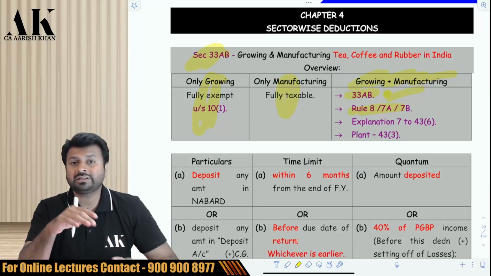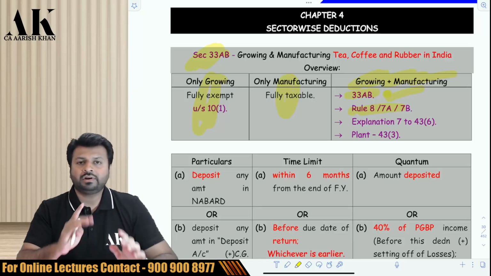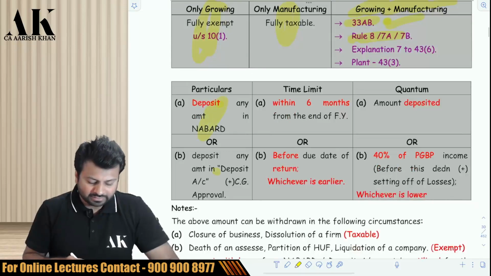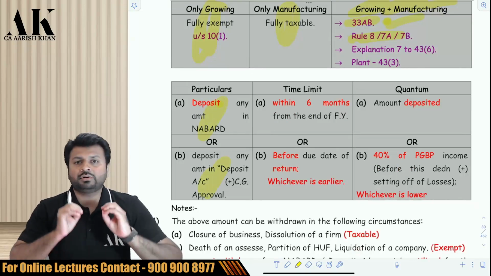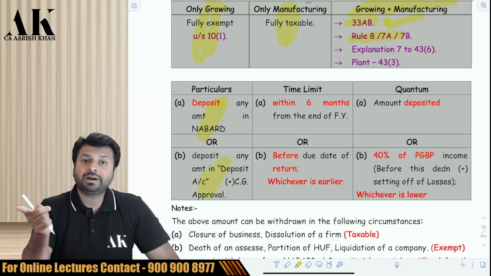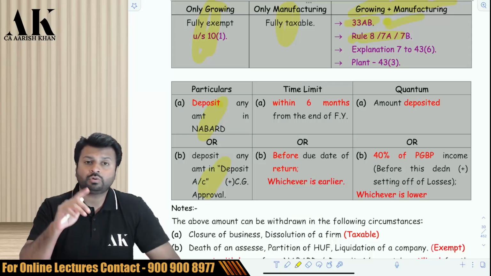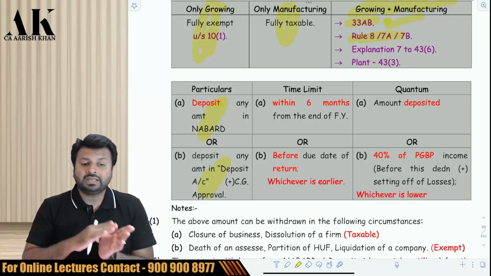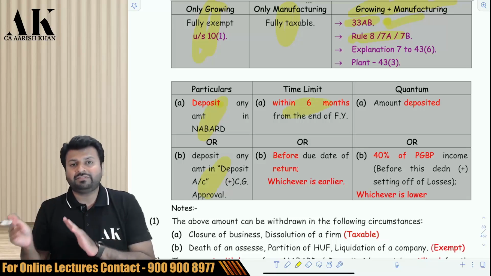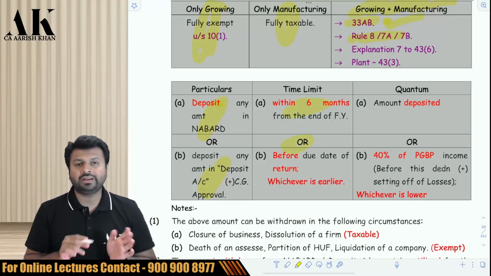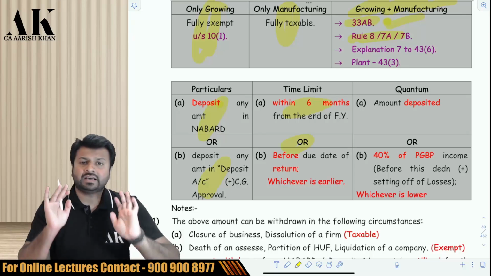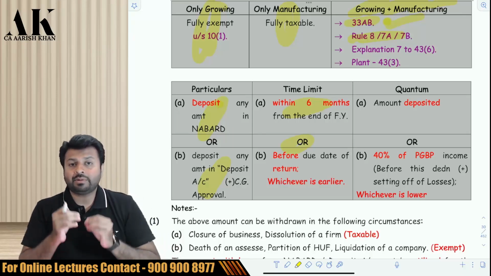Now what is the deduction? What does the assessee have to do? Assessee has to do the following things. First, assessee has to go to NABARD or any other government approved bank and deposit an amount over there. By when should the assessee go? The assessee should go within 6 months from the end of the financial year or before the due date of filing of return, whichever is earlier. The assessee has to deposit that amount before this particular date.